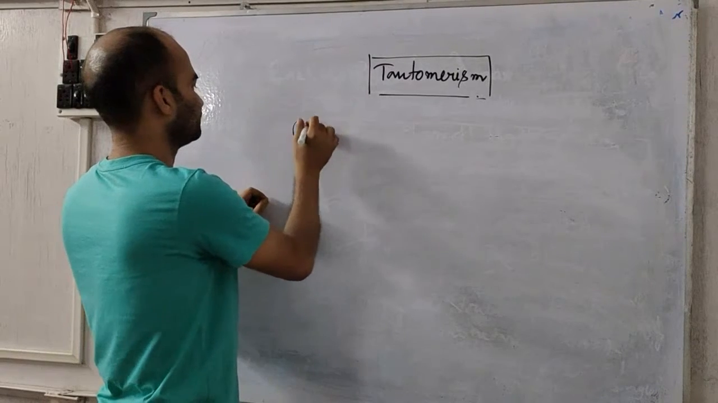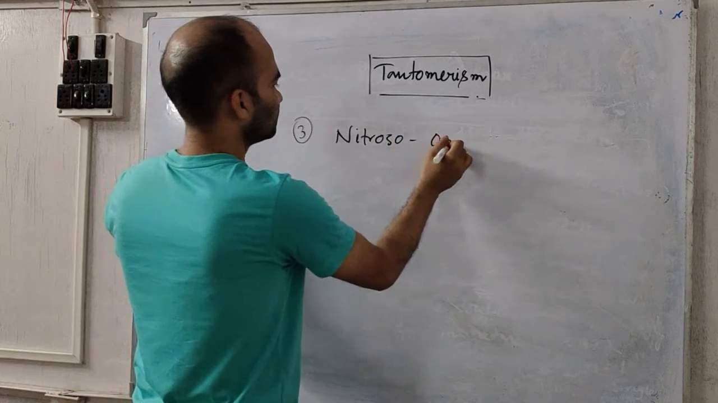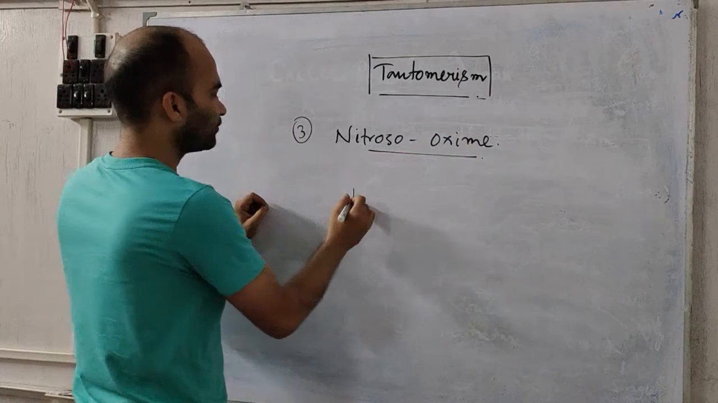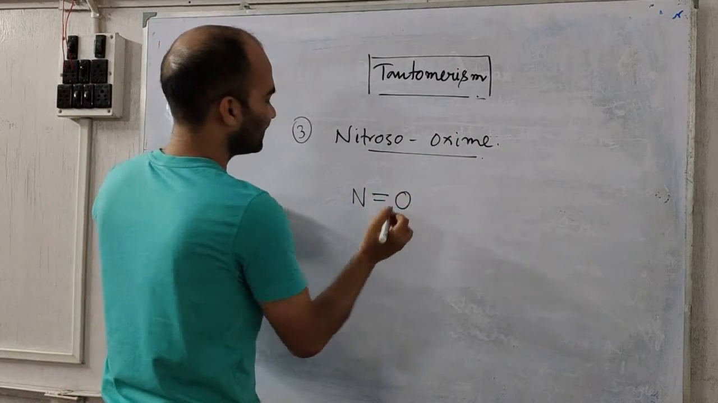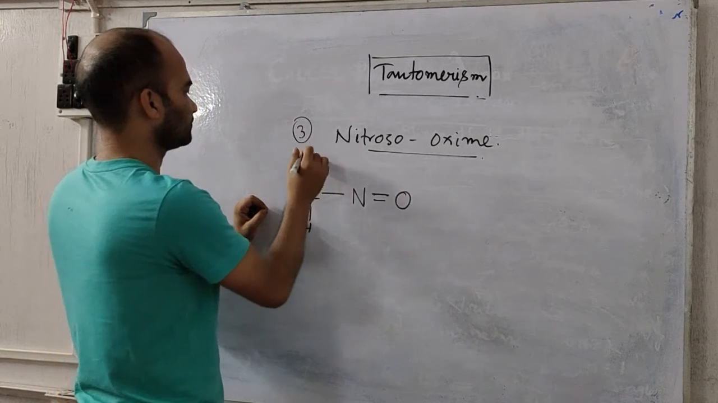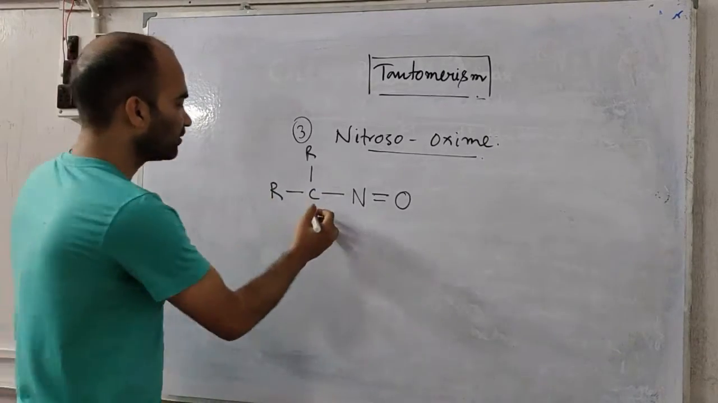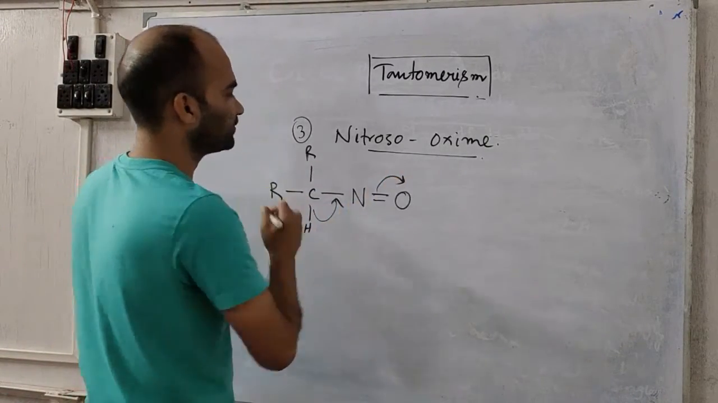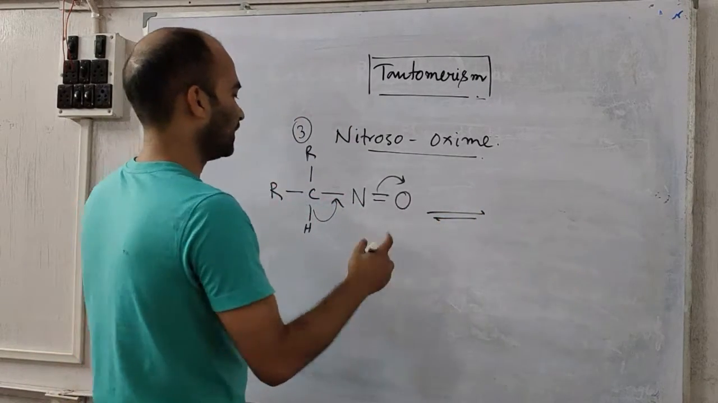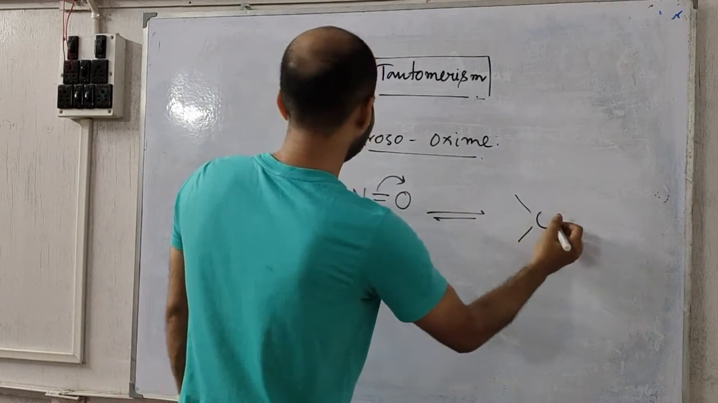Now, nitroso oxime. For nitroso oxime, we see the structure is like this. Let us say like this. This one will get promoted to this oxygen atom, and the equilibrium will lie towards the right. The structure will be like this.